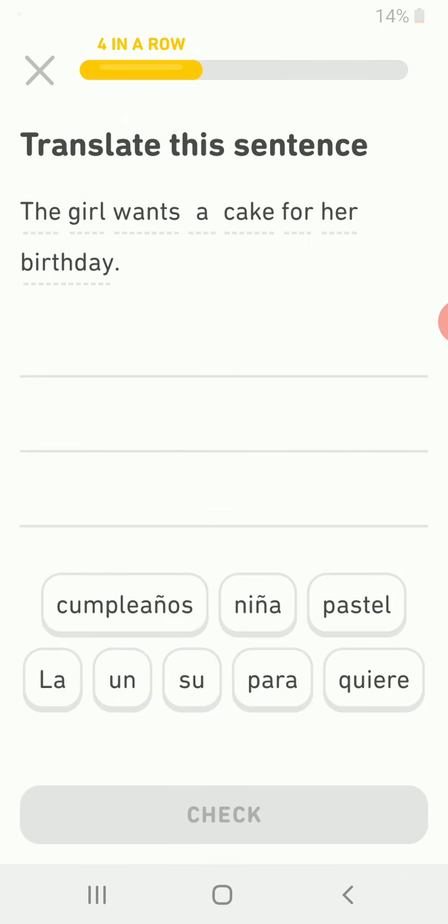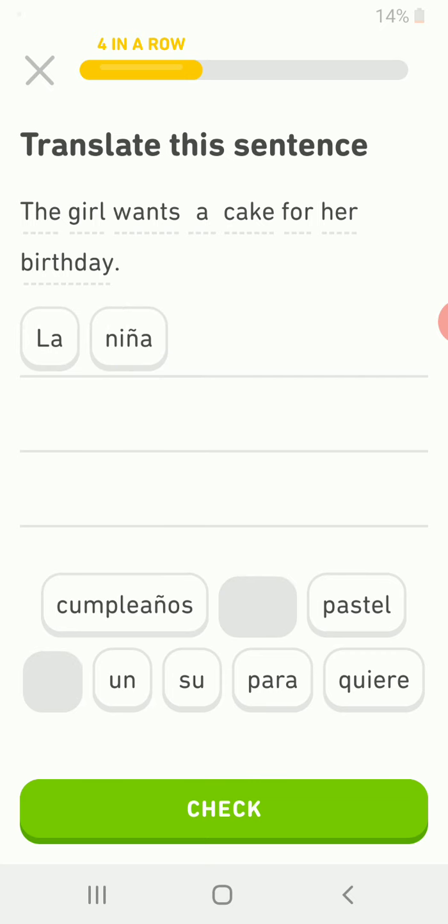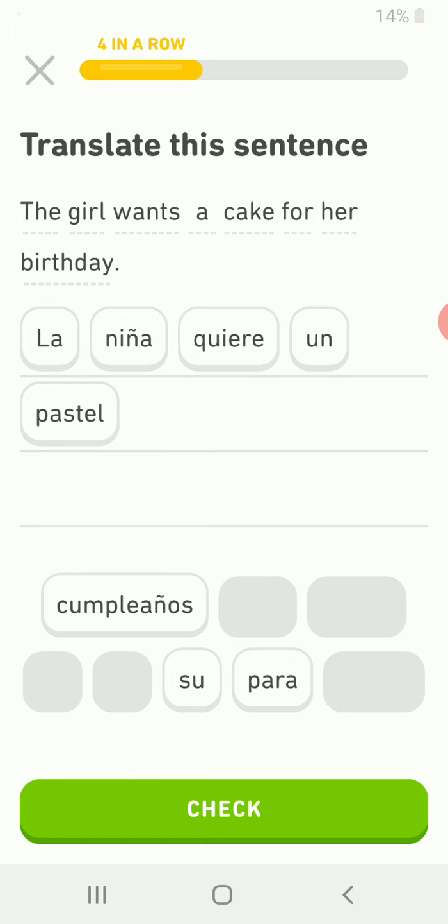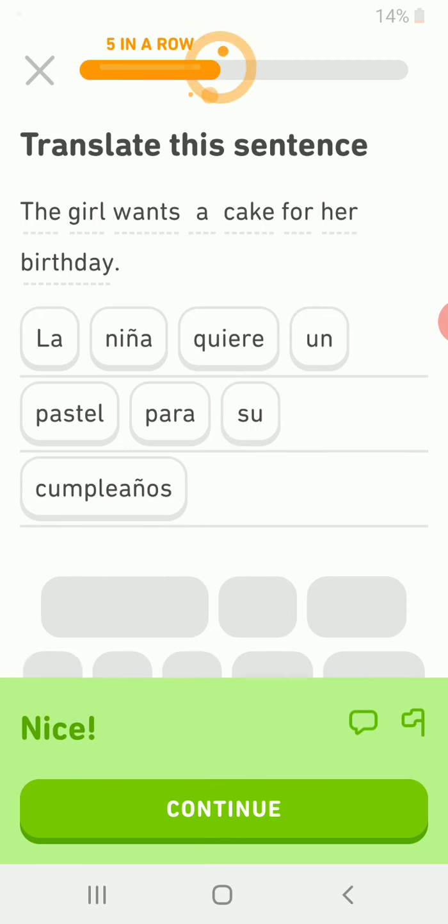Yep. And translate this sentence. The girl wants a cake for her birthday. La niña quiere un pastel. Un pastel. This is a new word. Pastel means cake. Para su cumpleaños. Cumpleaños. For her birthday.